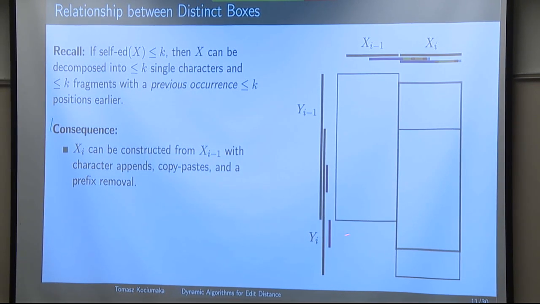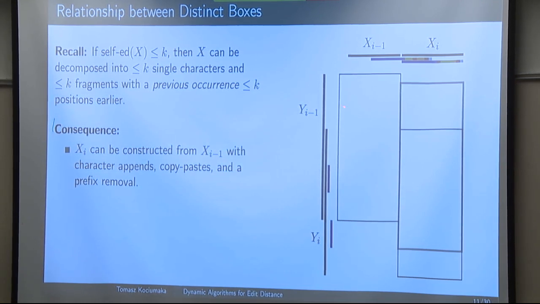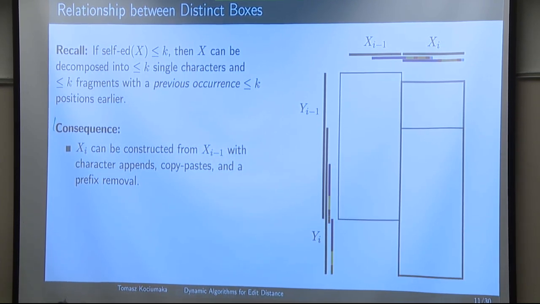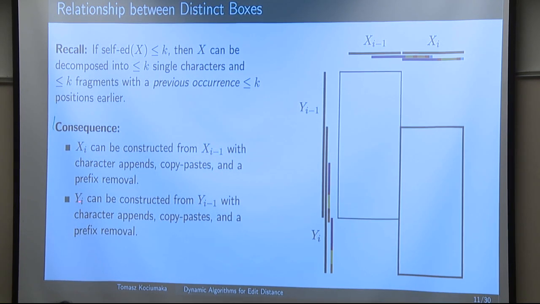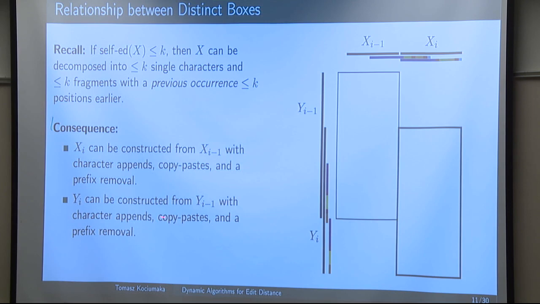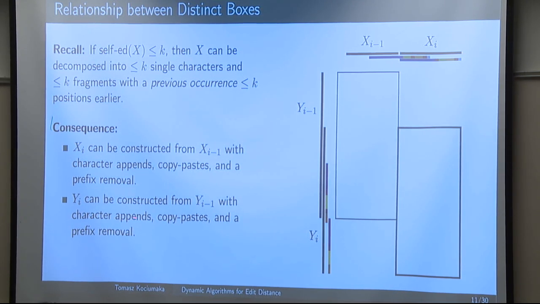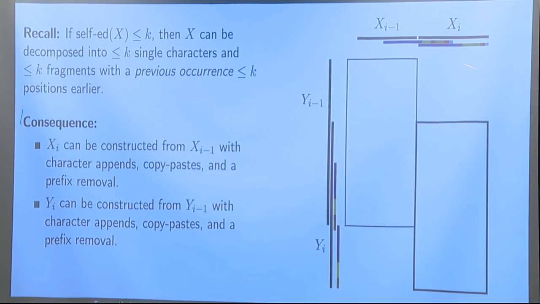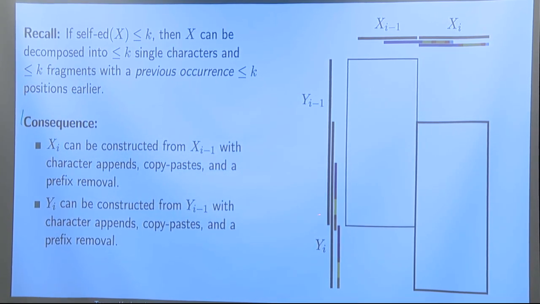And the same thing works for yi. Since yi is very similar to xi, only k characters are different, it's also decomposable in the same way. So the matrix for yi can be obtained from yi minus 1 by some character appends corresponding to the edits in the self-alignment, copy-paste operations corresponding to matching regions, and then one prefix removal just to remove this piece of yi minus 1 which is not a part of yi.